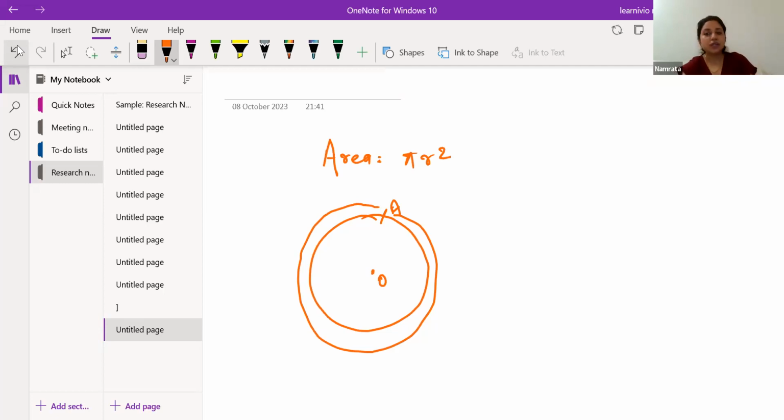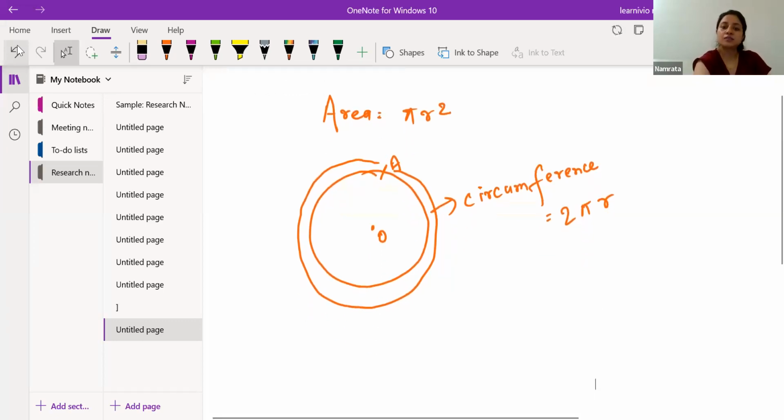circle. For the perimeter of a circle, we have a specific name, that is the circumference of the circle, which is 2 pi r. Okay, that's the formula for the circumference of the circle. Here all the questions are related to these two formulas only, area or circumference. Okay, so let's start with a few examples.